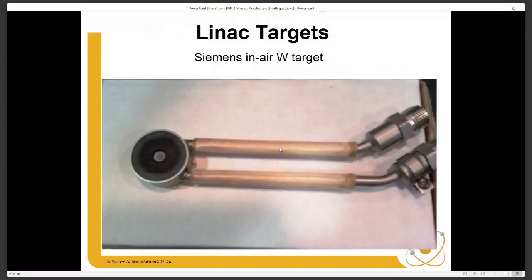So here's a photo of a Siemens-style in-air target. You can see we have these cooling lines, these silver things. The canister itself is this circular device here. The hole here is we're looking down through the top of the can at the tungsten button. That is the tungsten button there, and you can actually see where the beam strikes it. Directly below that, contained in here, is a copper block. And then, of course, the beam enters here and exits the other side into the primary collimator.